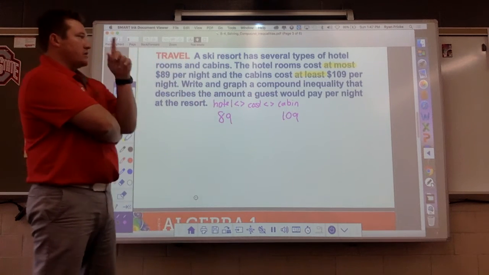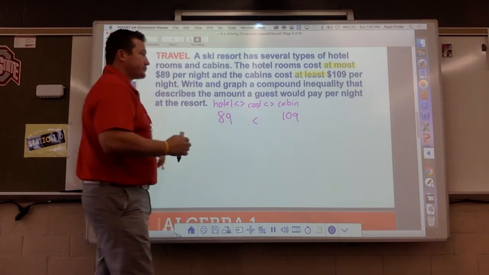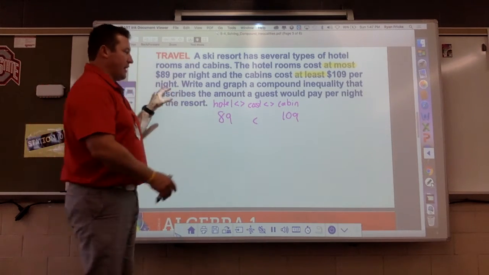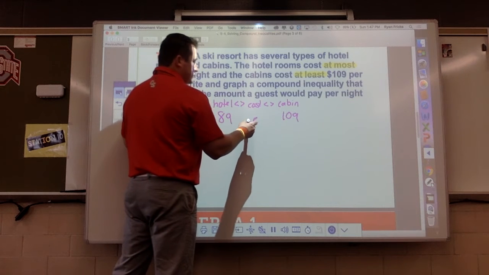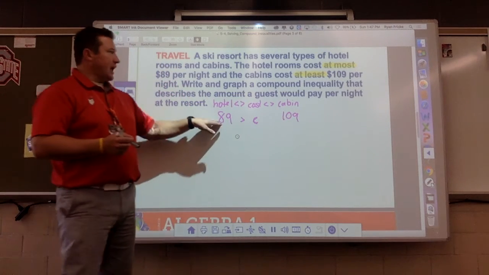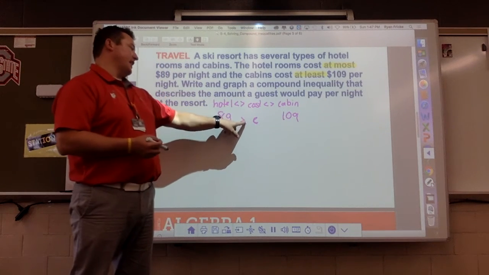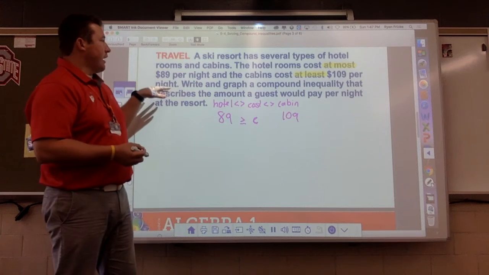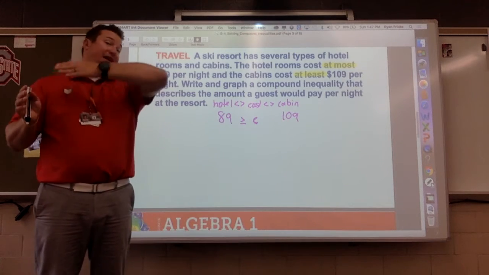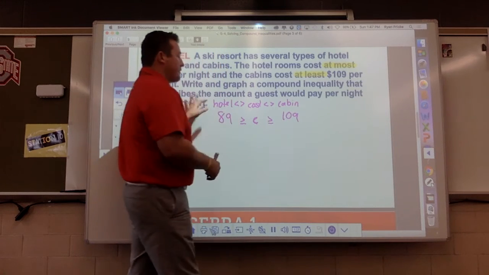Hotel rooms cost at most $89 a night, meaning they will never cost any more. It's always going to be less than that amount. When we're thinking about our cost, our cost will always be less than that number. At most. Can we include that? Yeah, we can include 89. So our cost is less than or equal to this. The other part, cabins cost at least 109, meaning they're going to cost at least that much, but probably more. So at least 109.